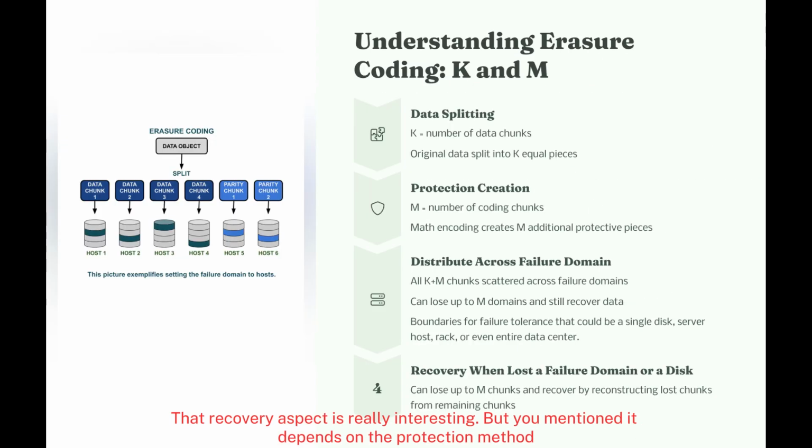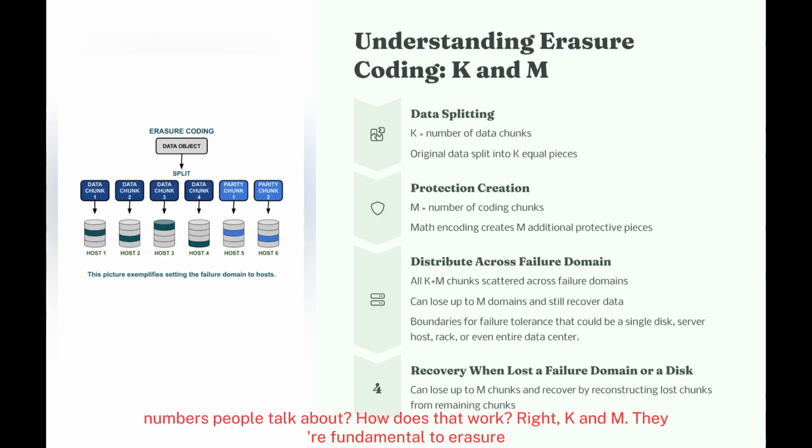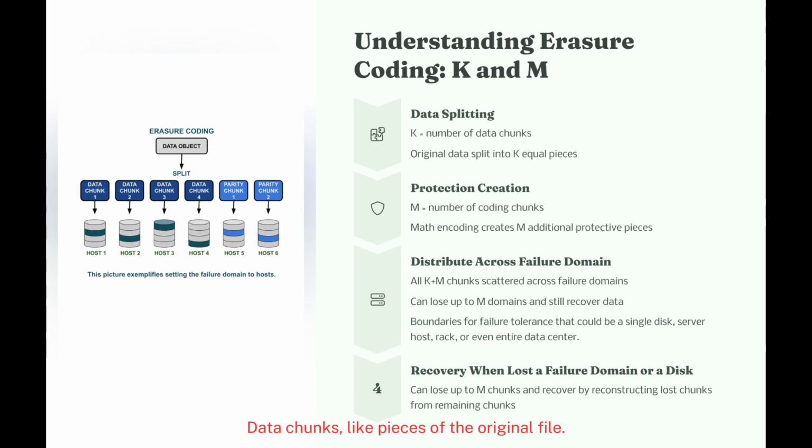That recovery aspect is really interesting. But you mentioned it depends on the protection method, and that often means erasure code in Ceph. This sounds kind of technical. What are these K and M numbers people talk about? How does that work? Right, K and M. They're fundamental to erasure code. They basically define how data is split up and protected. K is the number of data chunks. Data chunks like pieces of the original file.